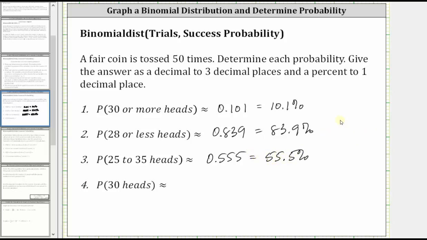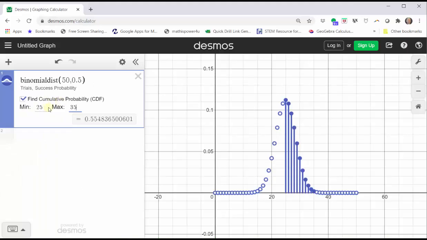And for number 4, we want the probability of getting exactly 30 heads. To find this probability, we can set both the min and max to 30, which gives us approximately 0.042 or 4.2%. Also notice how if we click on the closed point on the graph, we do get the same result.